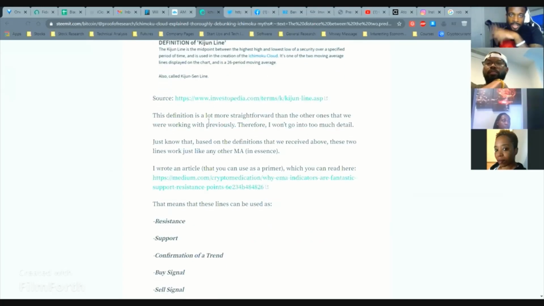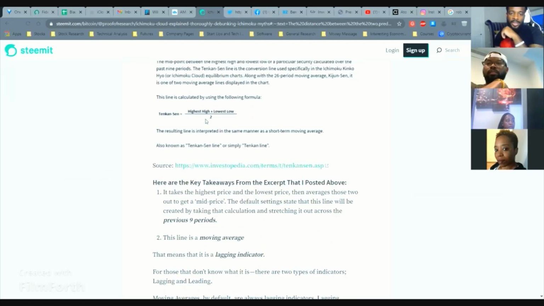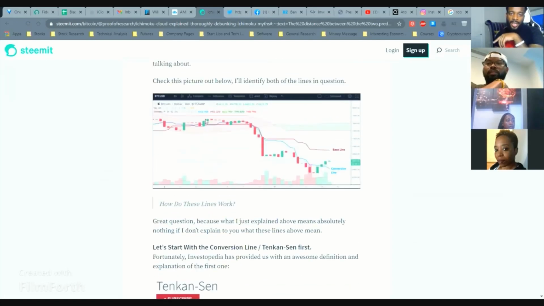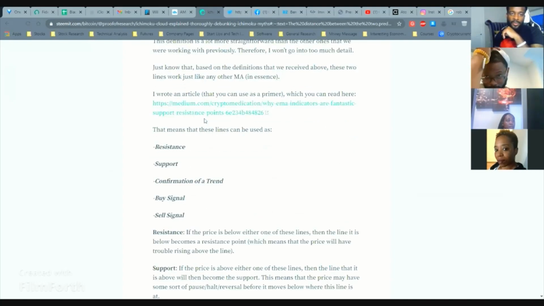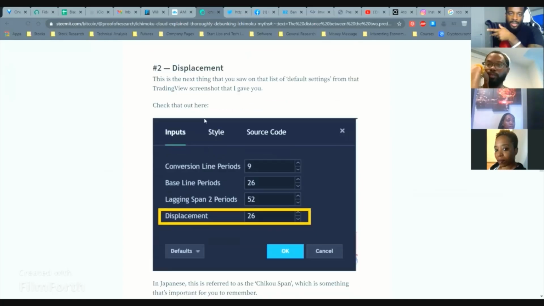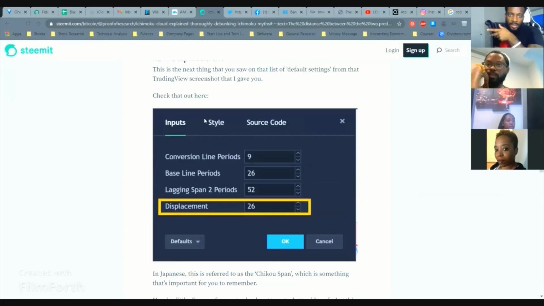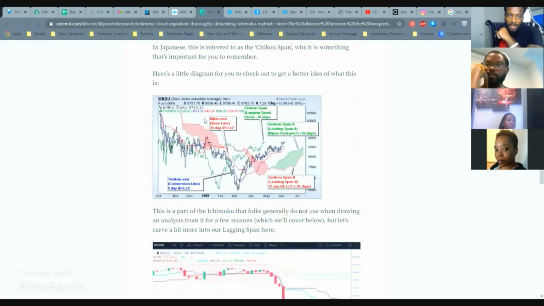So you have two lines. You have the Kijun line. Okay, yep, that's coming back to me. So you've got the Kijun line and the Tenkan line, and when they cross, that's what you want to look for. They call it the TK cross. The displacement is the Chikou span, which is, okay, so it's like the space between the cloud.